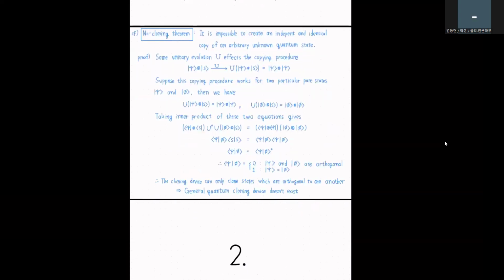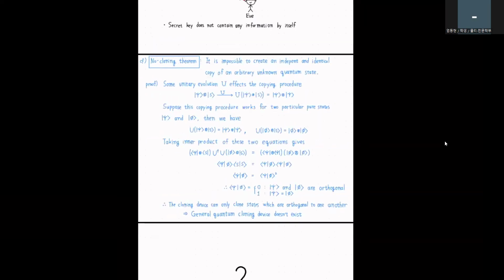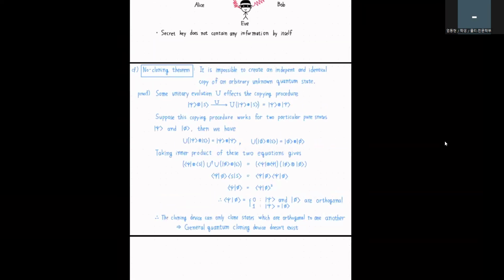So first, the no cloning theorem, for reference, states that it is impossible to create an independent and identical copy of an arbitrary unknown quantum state using some unitary operation. It can be proved by the following procedure. Let's suppose that some unitary evolution affects the copying procedure. Basically, let's say there does exist a procedure for copying a state psi onto some blank state we're just going to call S, and the outcome we expect to be psi cross with psi.